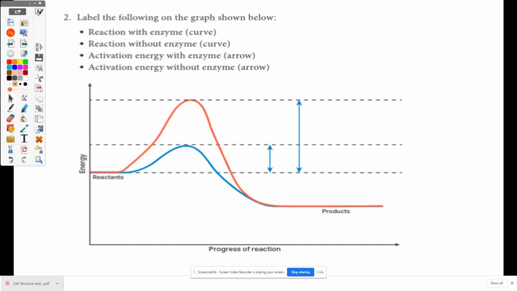Then on question number 2, it asked us to look at this graph and analyze it and label different parts of it. So to do this, we had to remember that an enzyme speeds up a reaction, and the way it speeds it up is by reducing the amount of activation energy, or the energy needed to start the reaction. It's the energy that has to be invested to make the reaction start. So we look at this graph and we say, okay, we have the reactants here.